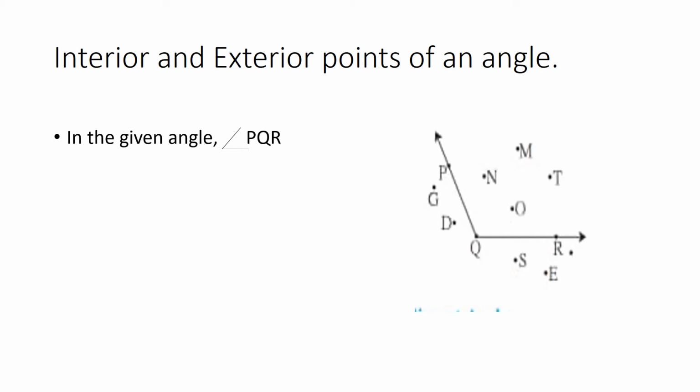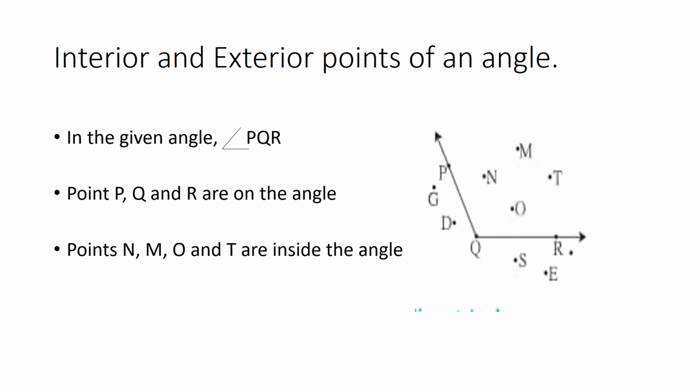PQR में what are the points which are on the angle? Point P, point Q and point R. These are the 3 points which are on the angle, right? Points P, Q and R are on the angle. Now if you will notice class, there are some points which are inside the angle and there are some points which are outside the angle. What are the points which are inside the angle? Point N, point M, point O and point T. These 4 points are inside the angle. Inside मतलब angle के अंदर है, right?